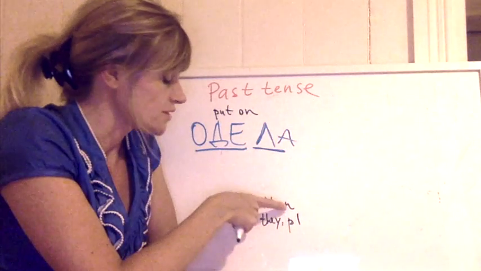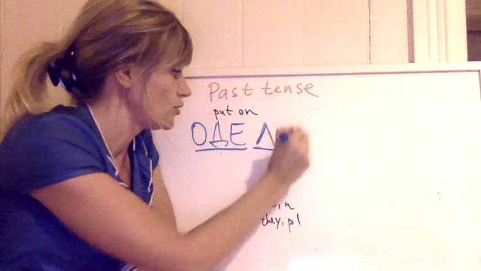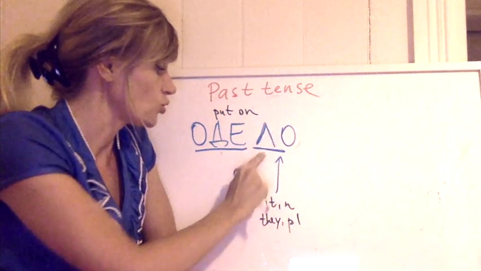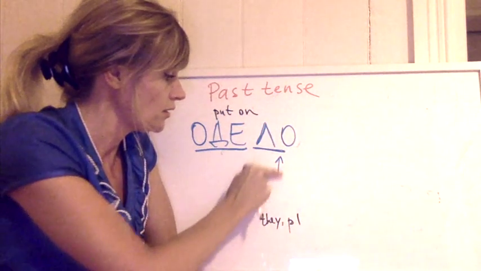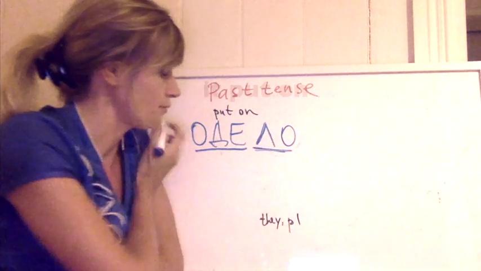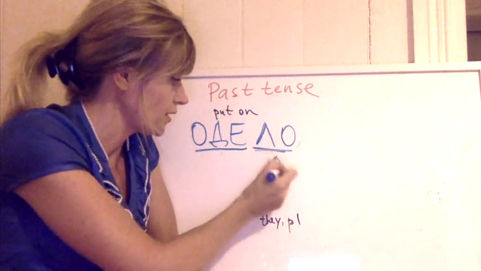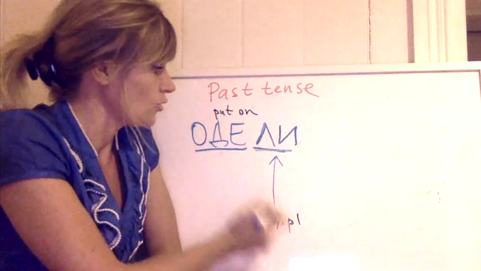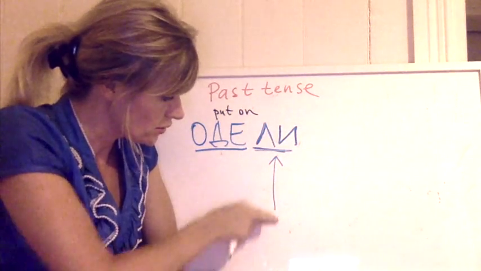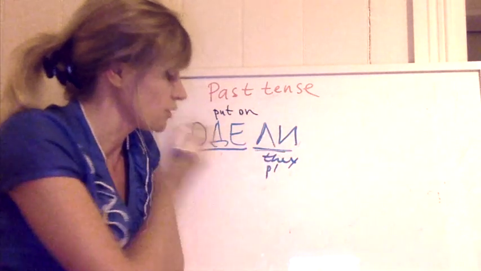If it or something of a neutral gender, it will come here as a lo. Оно одело, it put on. So we don't need it here. Now it's here. They put on. They will come here in the end in the form of li. They are plural. Одели. Without even knowing this, we already know that it's they or plural.